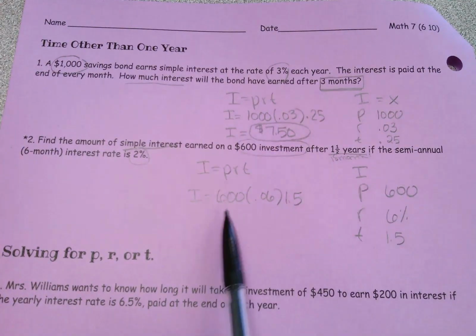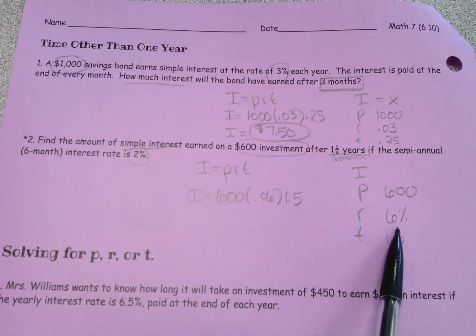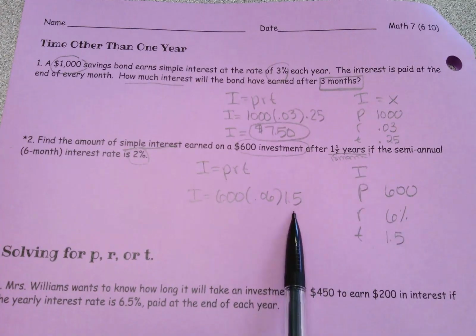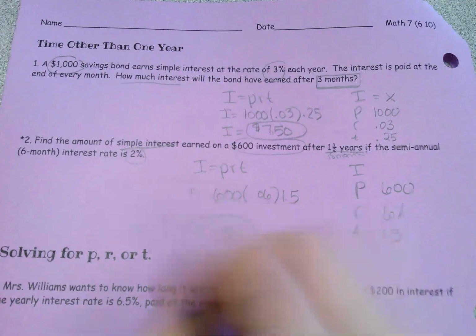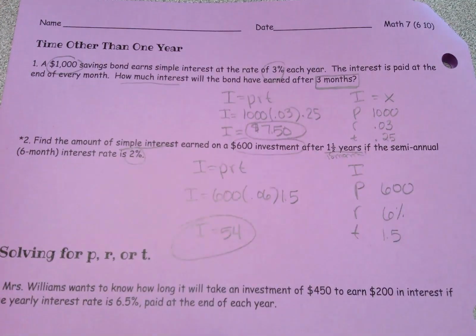Okay, so let's look. We have 600 times our rate, which was 6%, times our 1.5. So when we do that all together, we get $54 in interest at the end of our 1.5 years.